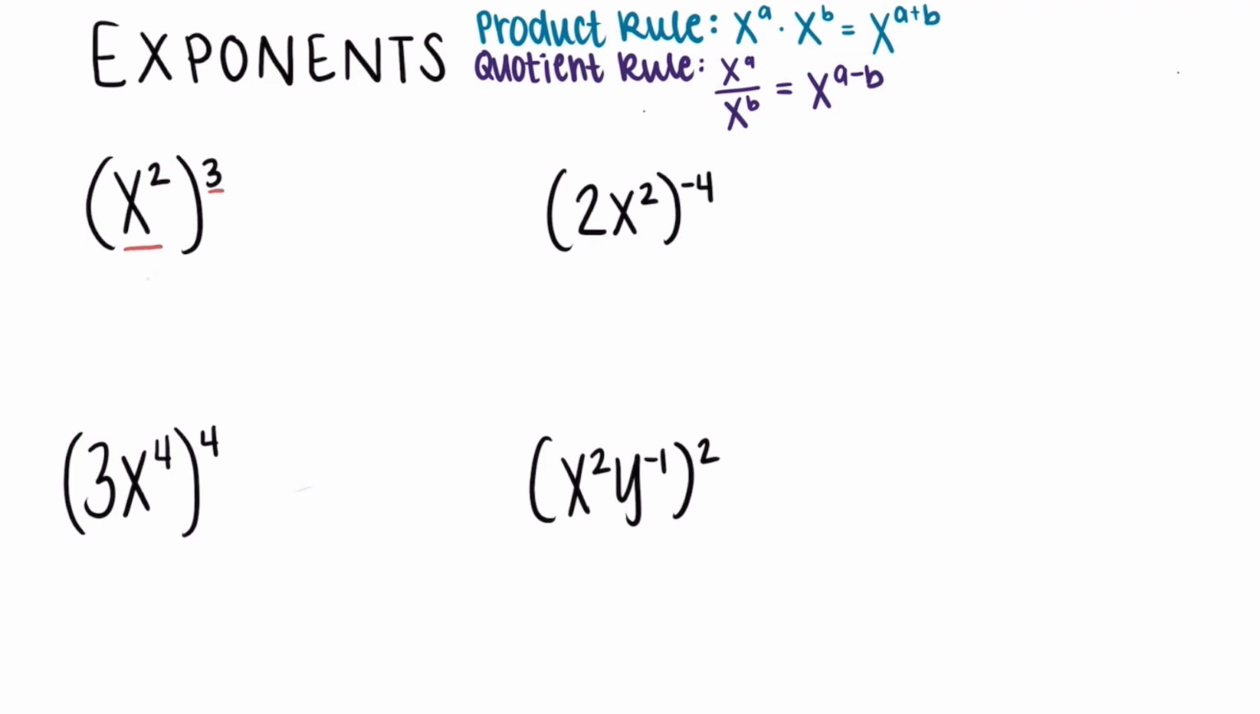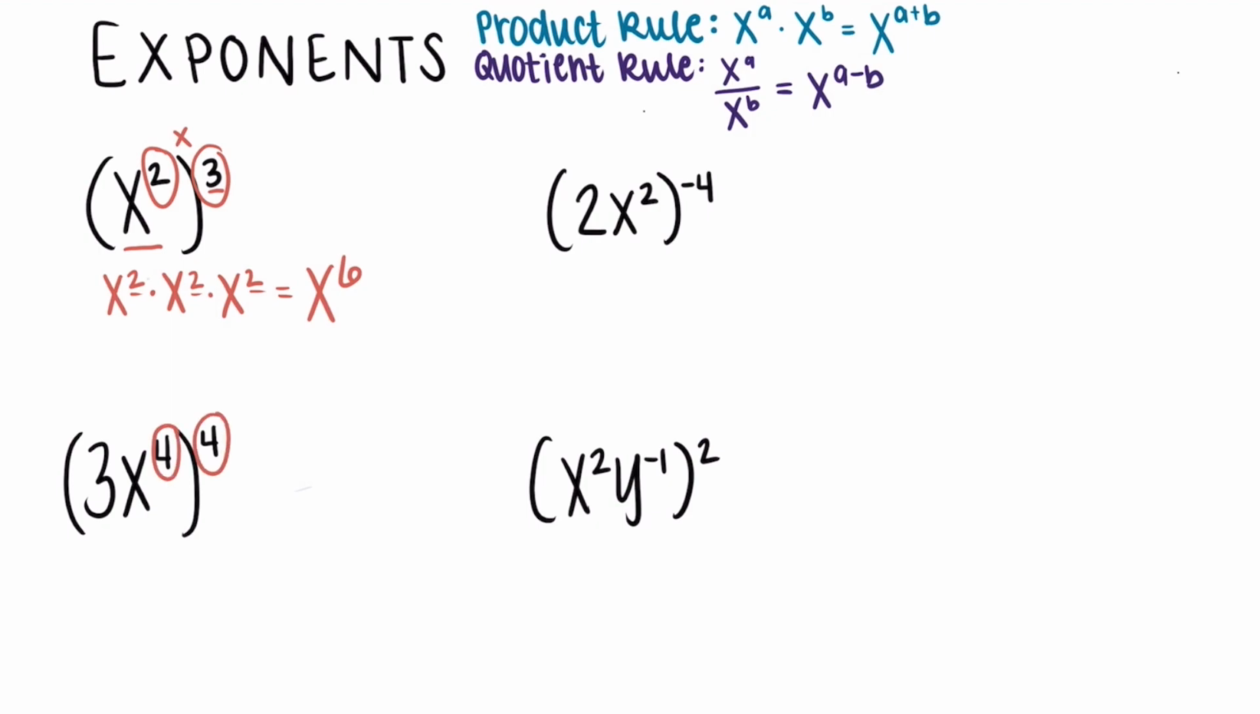Moving on to power rule, or if we have an exponent to an exponent, if I were to write this out, x squared to the 3rd, that means we have x squared times itself 3 times, which we talked about with product rule. We're just going to add up those exponents. So this actually becomes x to the 6th. So this time, notice what we are doing with those exponents. We have an exponent to an exponent, so we are going to multiply those exponents.